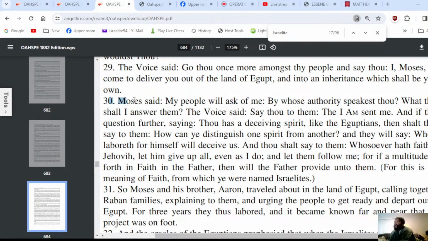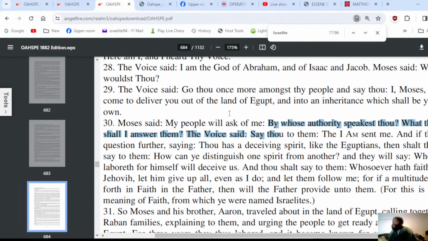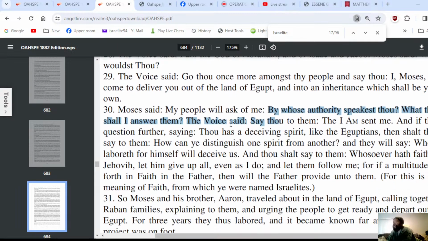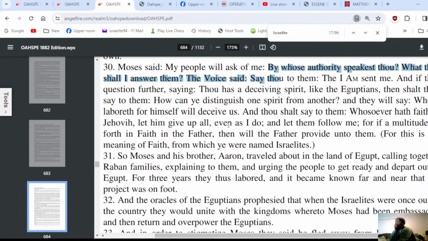It says, verse 30, Moses said, "My people will ask of me, by whose authority speakest thou? What then shall I answer them?" See, now let me see. I'm afraid I want to go up, but I'm going to lose where I'm at. Now, just reading this, it's giving the account. It sounds like Moses before Pharaoh, or it sounds like when he's being called. This is going to be interesting. Let me read it first and then make a comment on it. That's wisdom. Let's read it first and then let's see what's up.